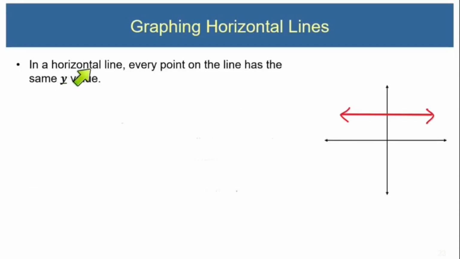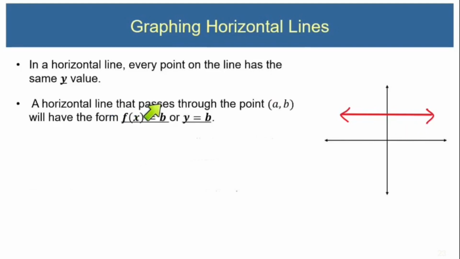So in a horizontal line, you can see that every point on the line is going to have the same y value. They all have the same height. That's what keeps the line flat. So they all have the same y coordinate. A horizontal line that passes through the point A, B, whatever those numbers are, will have the form f of x equals b, or you might see it written as y equals b, because we know that f of x and y are interchangeable notation.